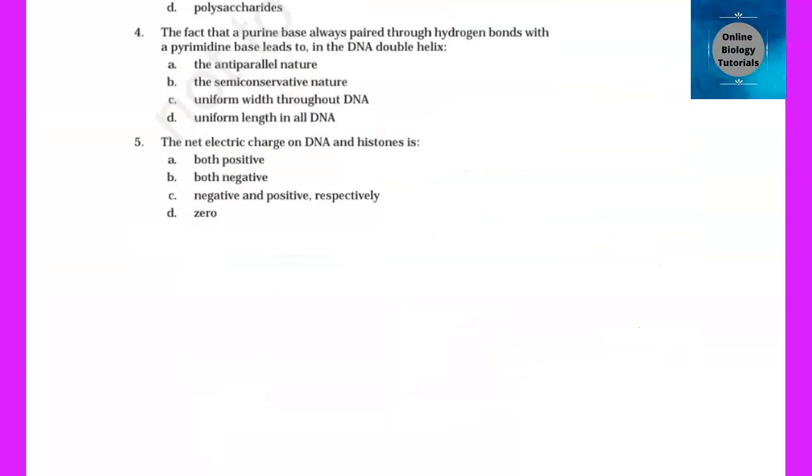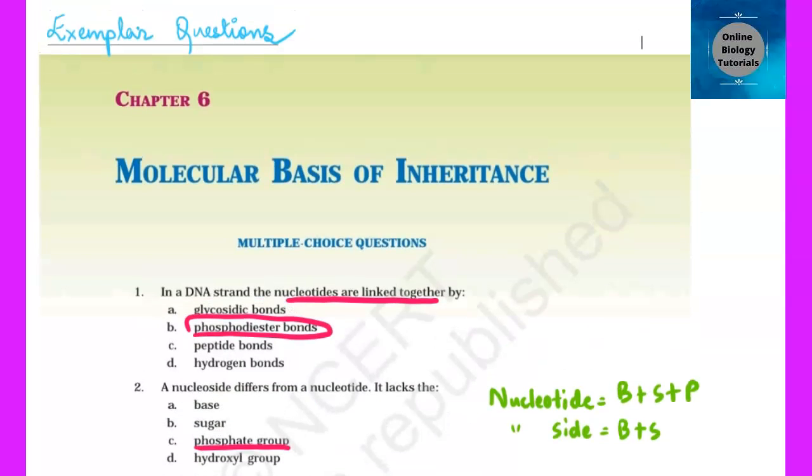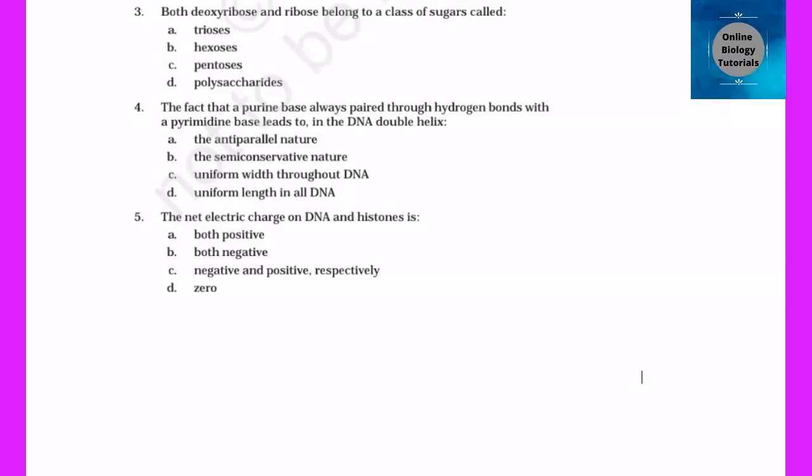Right. Next, question number 3 is asking about the type of sugars that are present in deoxyribose and ribose, right? It is asking about DNA and RNA. Deoxyribose is present in DNA and ribose is present in RNA. So they are asking which class they belong to. They are included in a class of sugars that are pentoses, meaning they contain only 5 carbons.